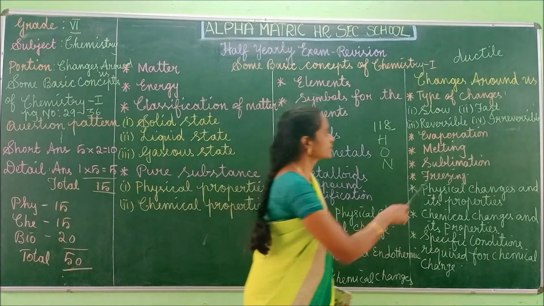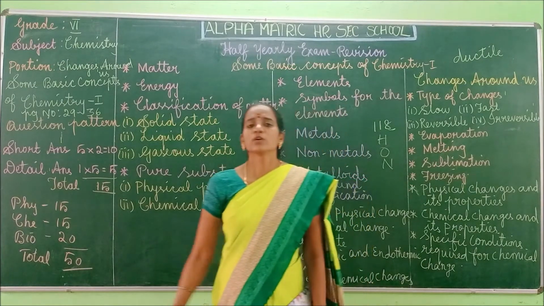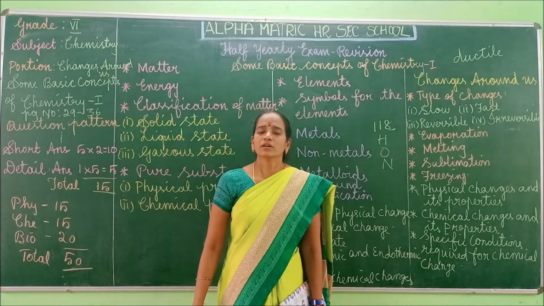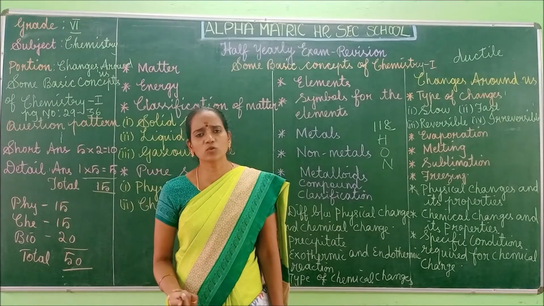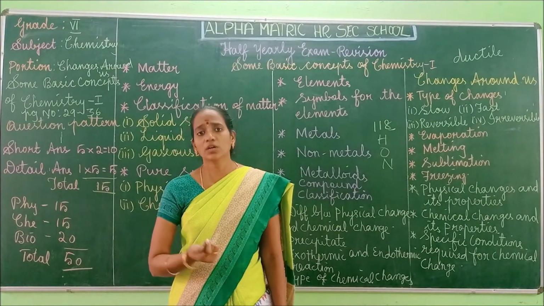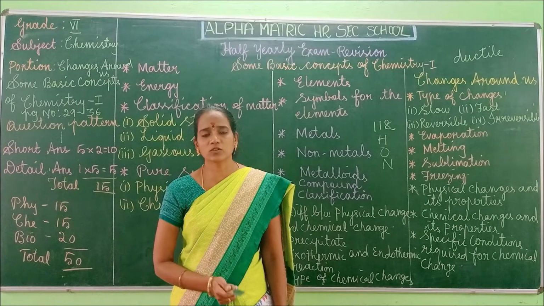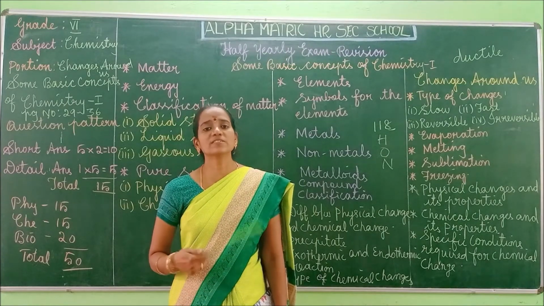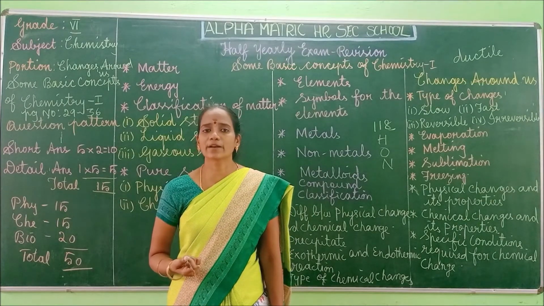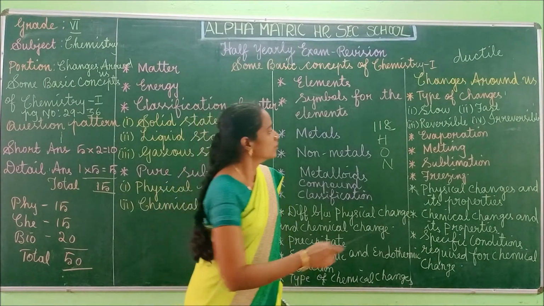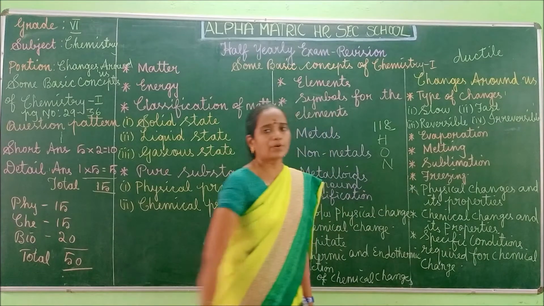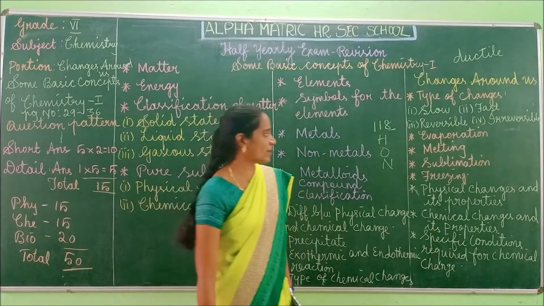Got it? Next one, irreversible change. Cooking of food. Okay. Cooking of food is nothing but an irreversible change only. Once the food is cooked, that's it. Again, you cannot cook this with the same contents. So, irreversible change means a change which cannot be brought back to its original position. So, these are some of the types of changes. Minimum 2 examples you have to give.